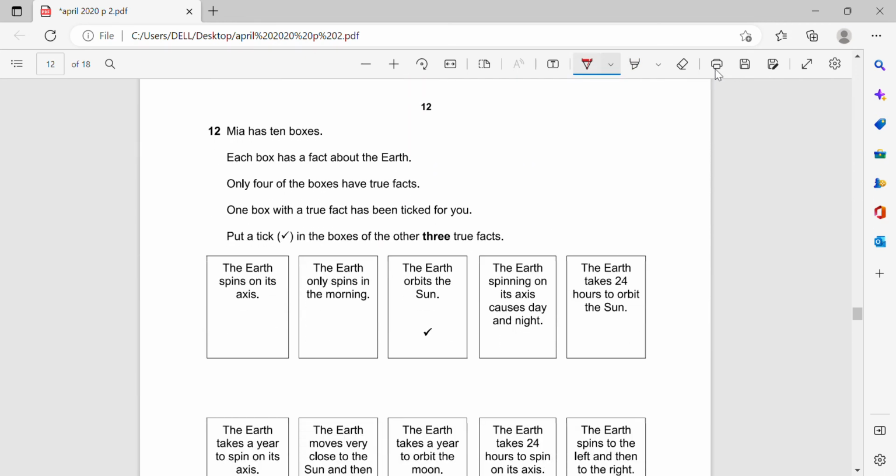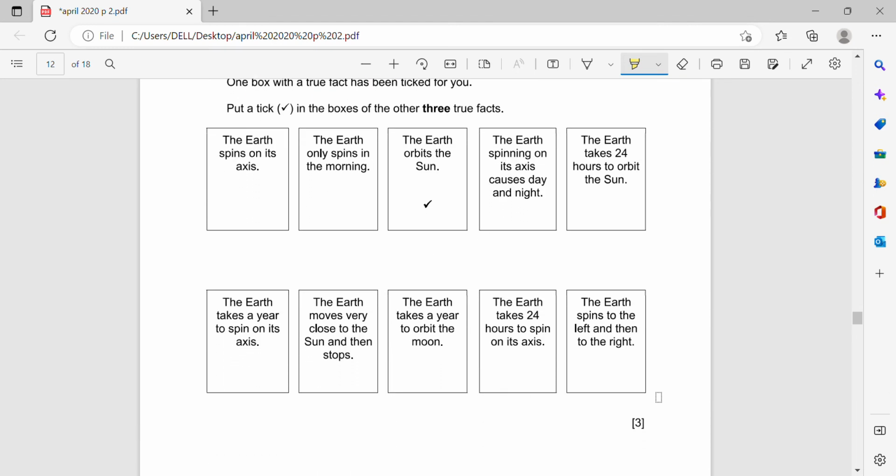Question 12. Mia has 10 boxes. Each box has a fact about Earth. Okay. Only 4 of the boxes have true facts. One box with a true fact has been ticked for you. يبقى عندي 10 boxes. Only 4 بس هم have true facts. One box has been made for you. يبقى remaining you have to tick 3 more boxes. ايه هم ال 3 true facts؟ تعالوا نشوف.